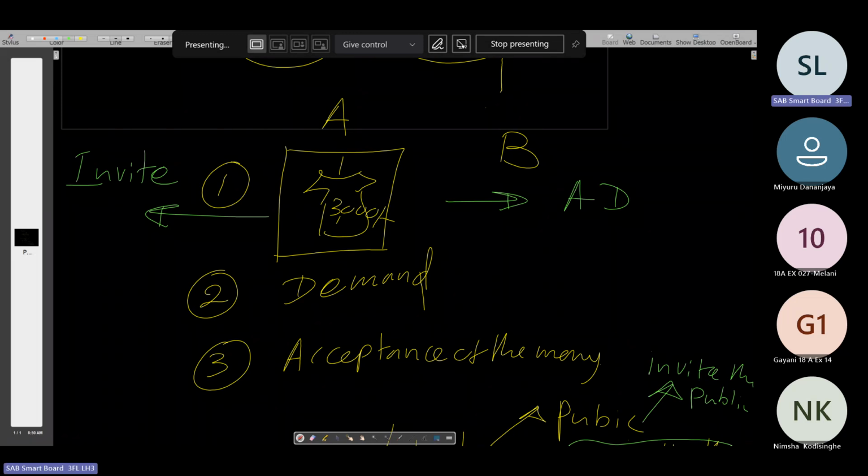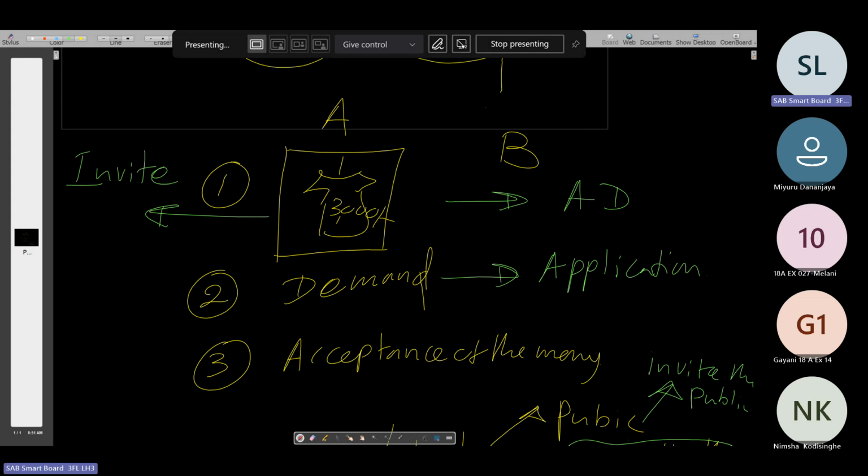Then thereafter, what happens? Now here, the second step is the customer's demand. Same as here, after considering the advertisement, prospective shareholders make an application to the company. So the second step is application. He applied for the shares. Prospective shareholders apply for the shares. That is known as application.